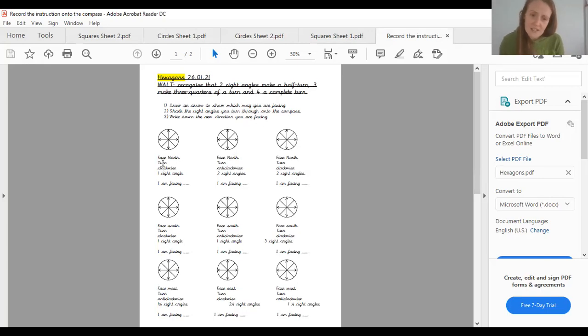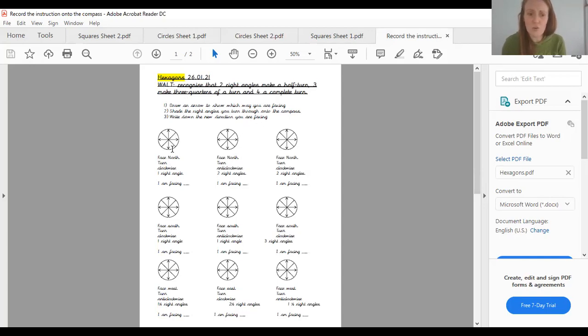So it says face north. So I would get a coloured pencil and go over that north facing arrow. Turn clockwise 1 right angle. Okay, so you're going down to here. So it says shade it in. So colour in that right angle here. And what are you facing now?